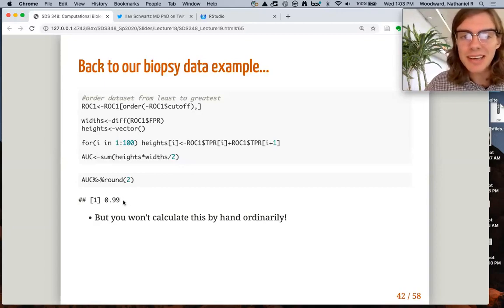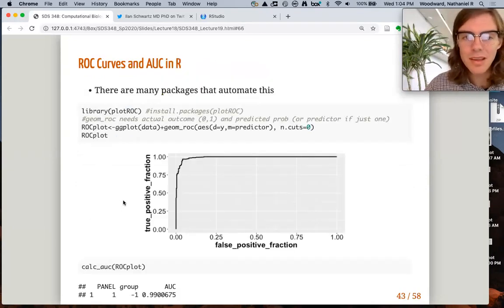So 0.99, think about what that means. That's actually the proportion of the time someone with cancer will have a higher predicted probability than someone without cancer. 99% of the time. So that's pretty good, right? So for your project, and really for anything, like for the homework, you'll use a pre-existing function. You won't have to write your own function.